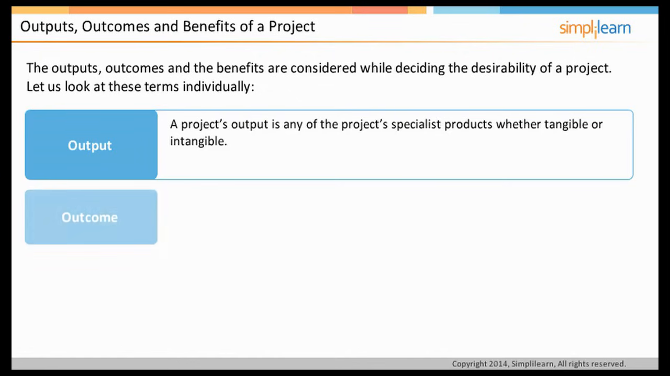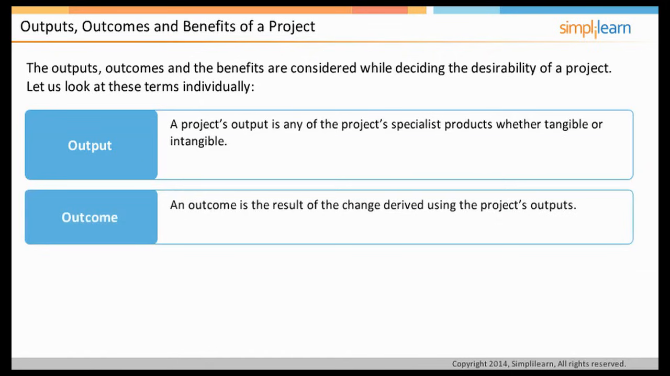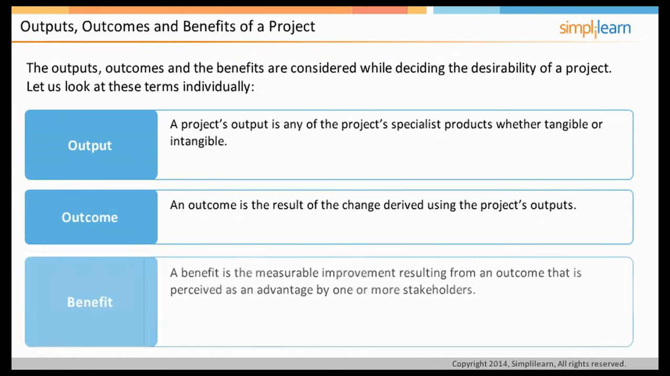An outcome is the result of the change derived using the project's output. By implementing the sales information system, the company executives are able to capture sales orders more quickly and accurately. That is the outcome of this project. A benefit is a measurable improvement resulting from an outcome that is perceived as an advantage by one or more stakeholders. In this case, an example of benefits would be costs associated with capturing sales orders of customers reduced by 10%, possibly because there is no double entry of same customer data in different systems or by different executives.